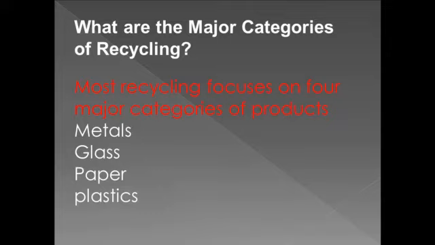What are the major categories of recycling? Most recycling focuses on 4 major categories: metal, glass, paper, and plastic.